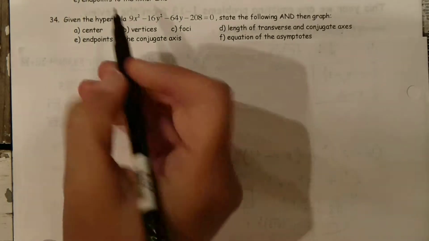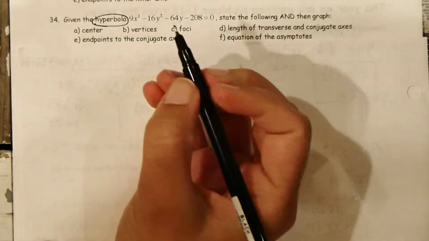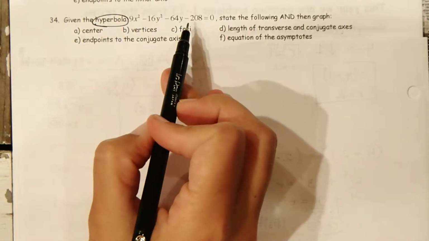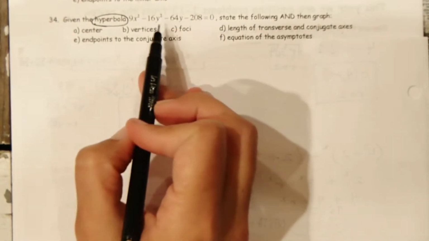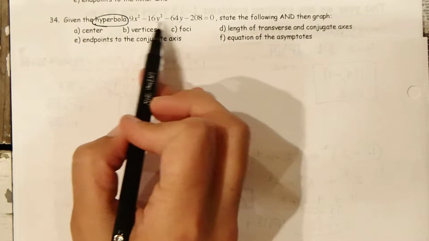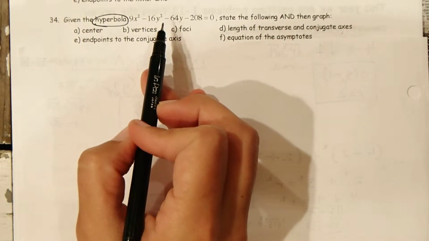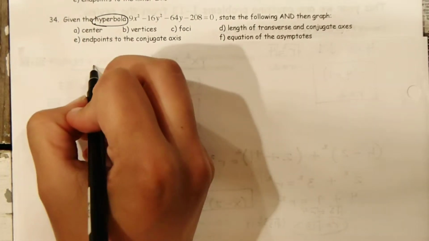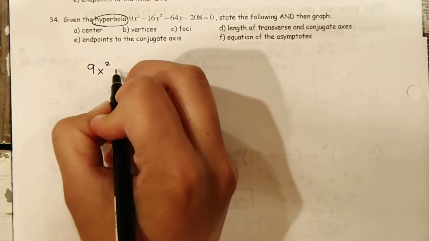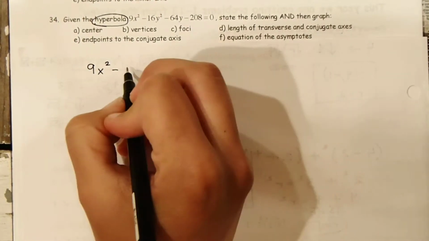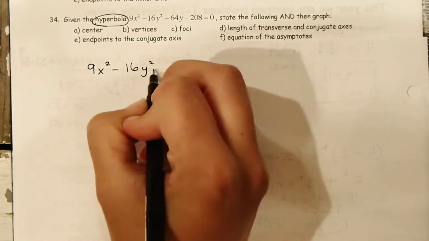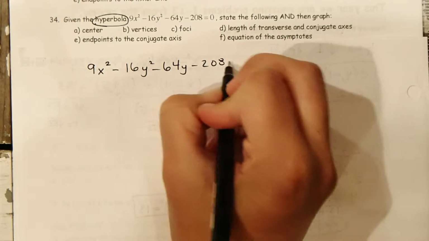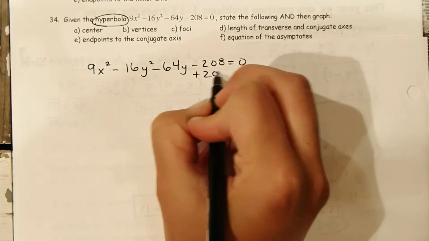Number 34, so we have a hyperbola, 9x squared minus 16y squared minus 16y minus 208. We can see here we don't have any other x's, but we do have these two y's, so we can complete the square in order to get a perfect square for that one. So we'll have 9x squared minus, now we can put these y's together, and I'll show it here, and add this over.